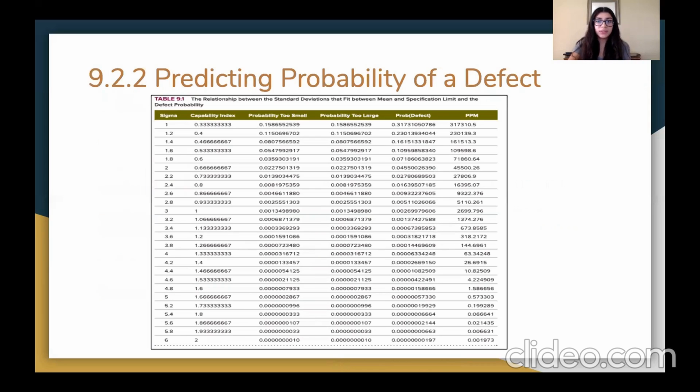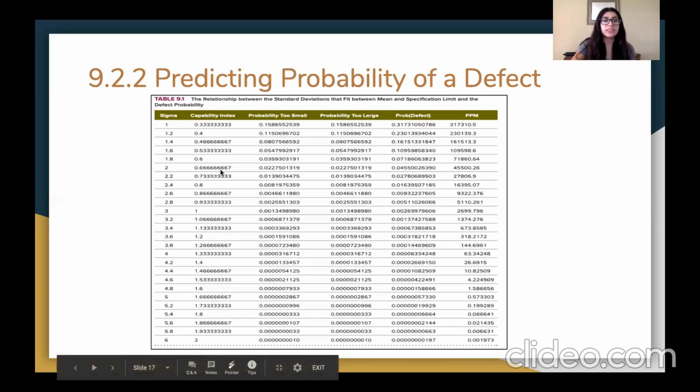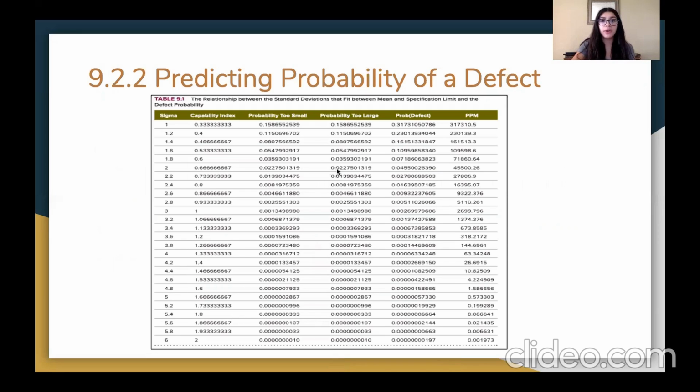However, you do not need to use Excel, and you could also use the capability index to figure out parts per million. For example, in our example earlier, our capability index was 0.6667. So you would find that on the chart, and then you would cross-reference it with the rest of the row to figure out the parts per million. So for that one, 45,500.26 units would be defective per 1 million units.